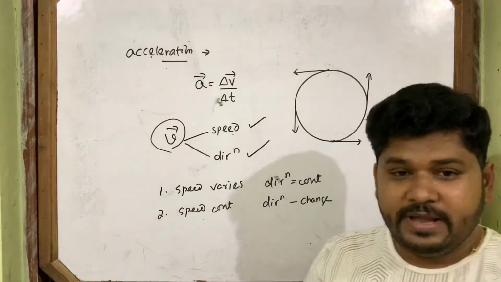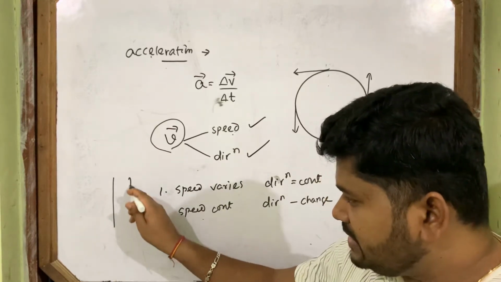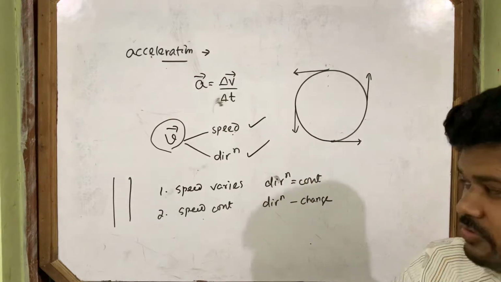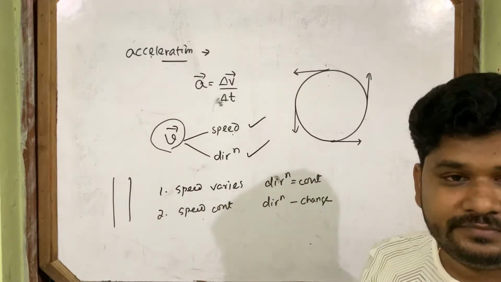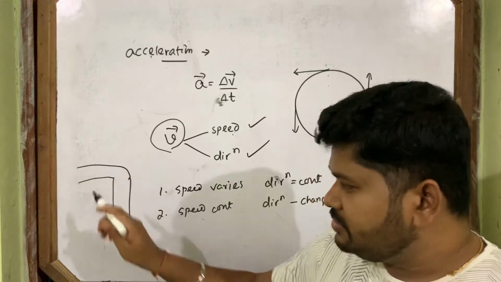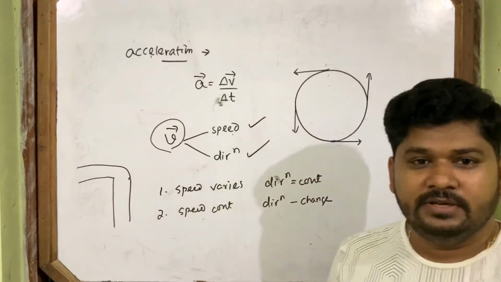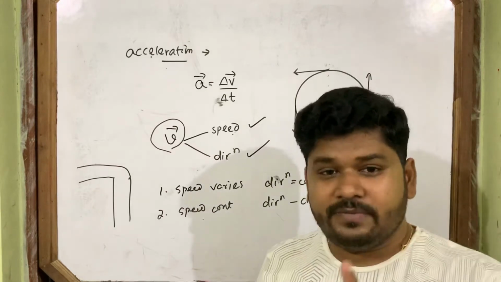Suppose you are going in your vehicle on a road. This is the road, and you are going at 20 km per hour. And now you turn your vehicle here. You turn your vehicle on this road, but it's still 20 km per hour.